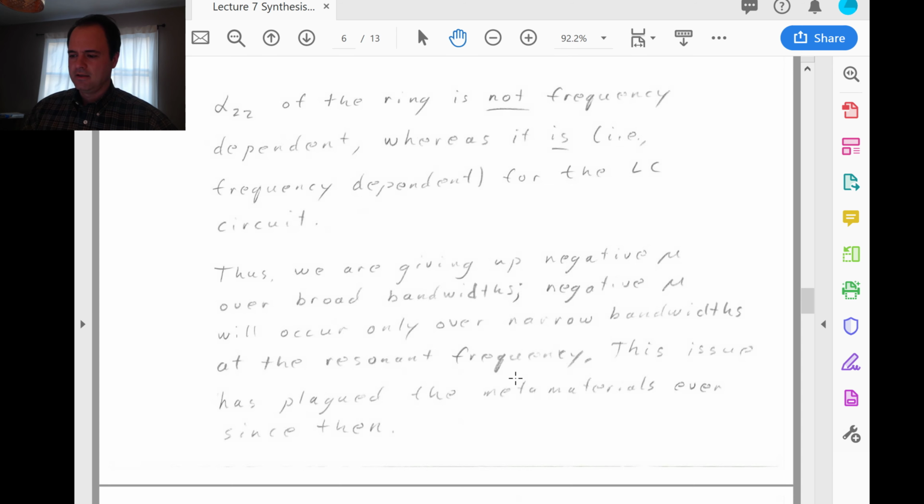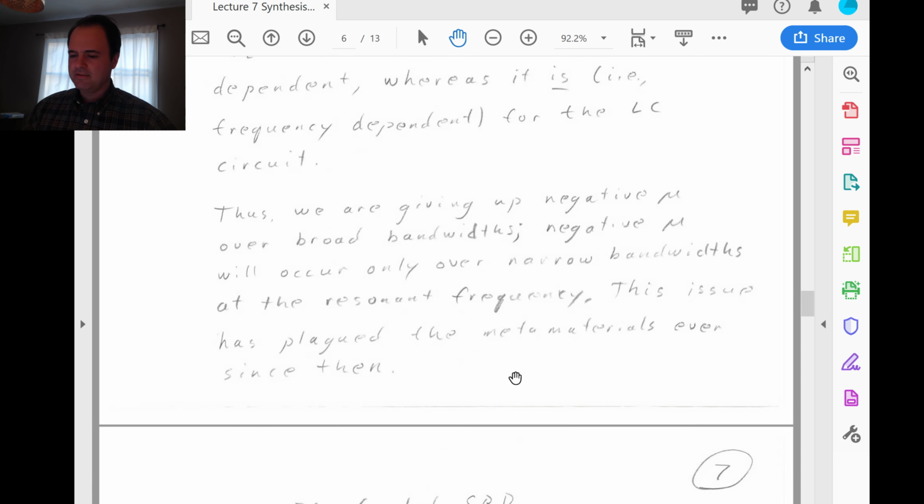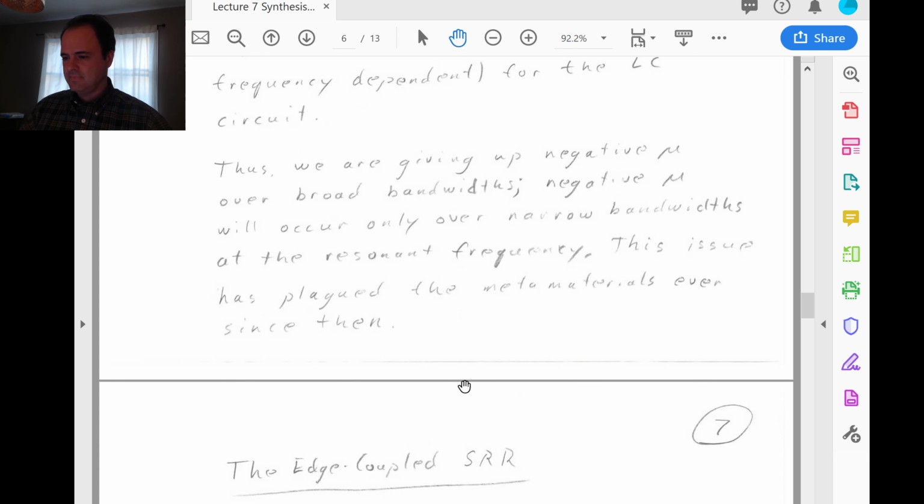All right. This issue has plagued metamaterials ever since. And so now the whole big thing is trying to figure out non-resonant metamaterials. And for a lot of applications, not all applications, certainly some applications, very specific wavelengths are important and others are not. But there is a tremendous amount of interest and research dollars going into figuring out how to make non-resonant metamaterials.